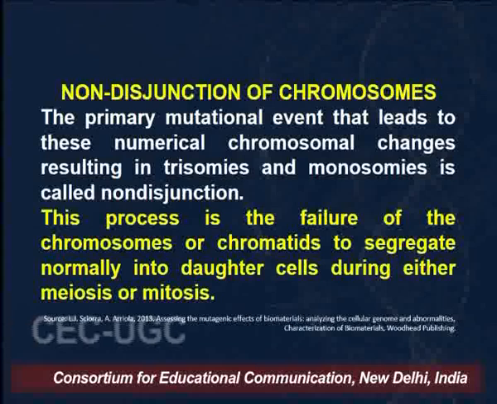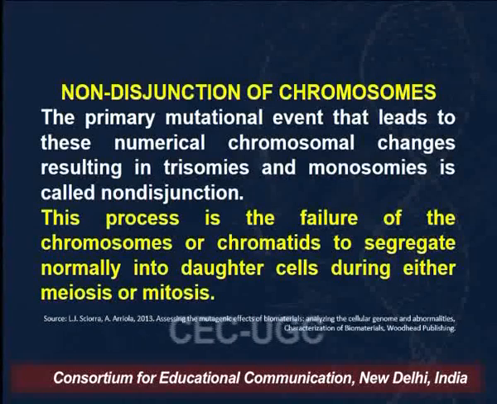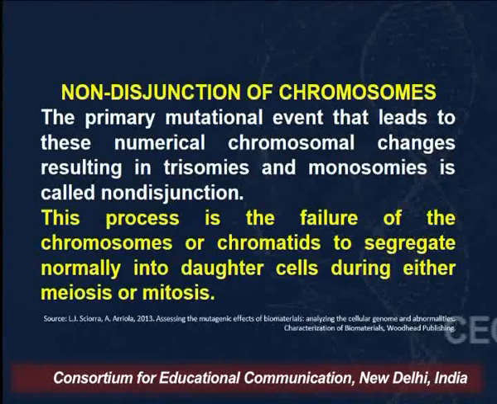Now this is a basic phenomenon, and we know that there are cell division methods called mitosis and meiosis. But what happens is, if this process fails, the chromosomes or the chromatid arms are unable to segregate normally into the daughter cells during either meiosis or mitosis. So this results in a change in the number of chromosomes, so they can be a trisomic or monosomic condition.